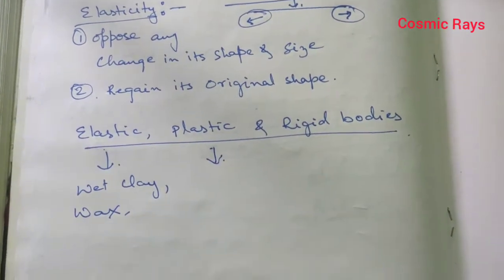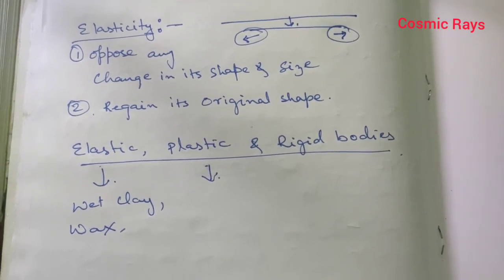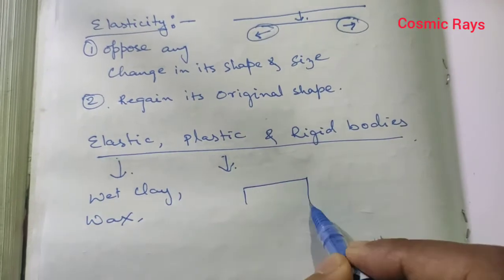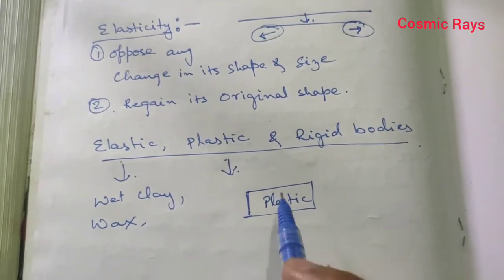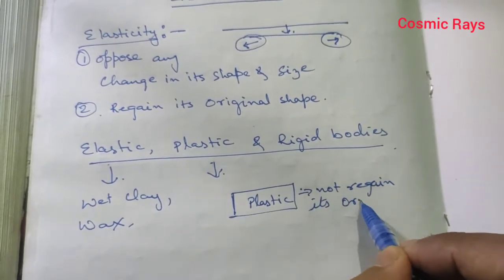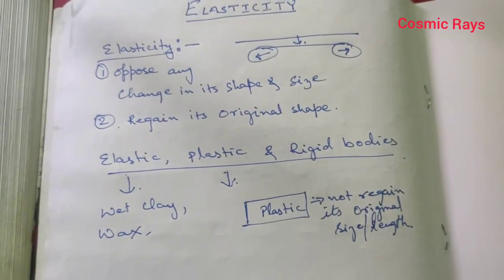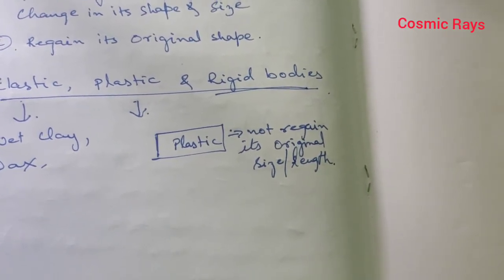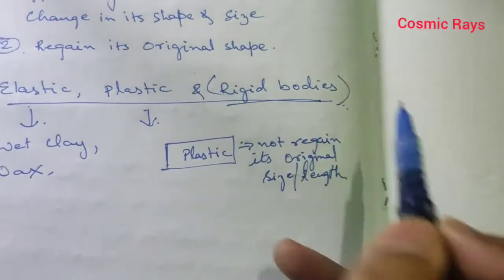Then we have plastic bodies. Plastic bodies are those bodies which do not regain their shape. So if this is a plastic body and we apply any deforming force on it, after the force is removed, it will not regain its original size or length. These types of bodies are known as plastic bodies. And then finally we have the rigid bodies. What are rigid bodies? Whatever force we apply on them, there is no change in their shape or size. Those bodies are termed rigid bodies.